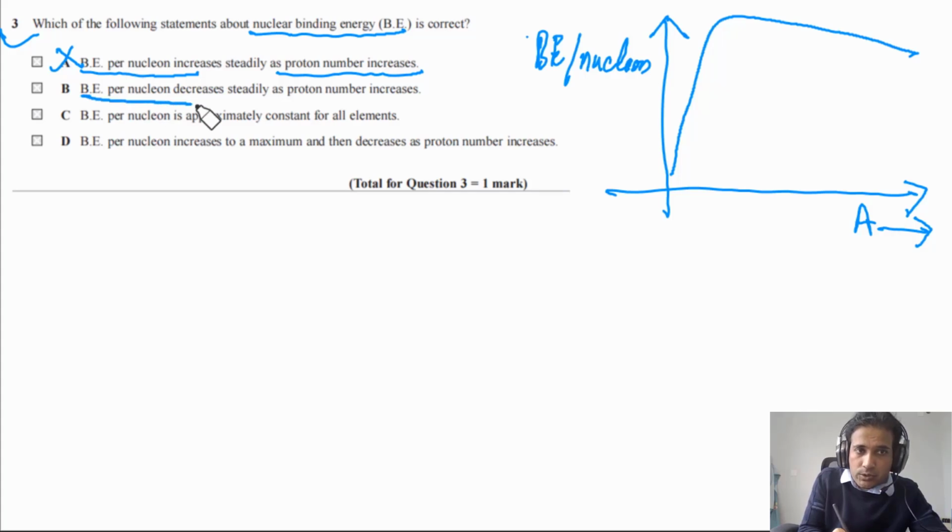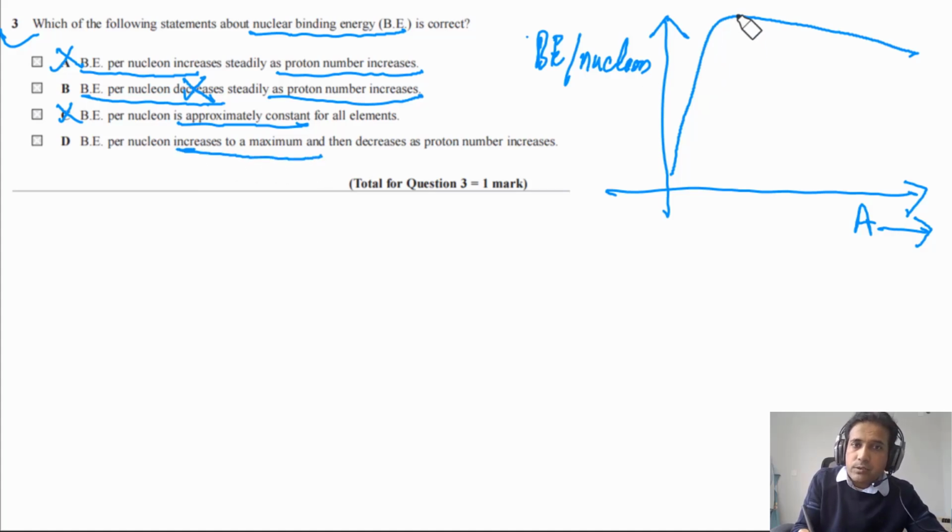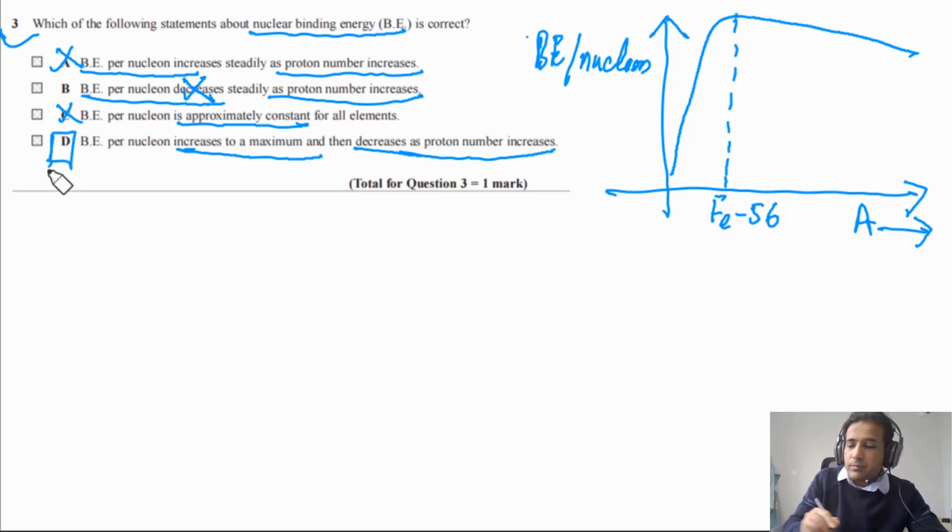Binding energy per nucleon decreases as proton number increases. Initially it is increasing, then decreases, so this option simply says decreases. This is also incorrect. Binding energy per nucleon is approximately constant? No, it is not constant. It increases and decreases, so this is also incorrect. Binding energy increases to a maximum value, and this maximum is iron-56, and then decreases as proton number increases. After that it decreases. So the answer for this question has to be D.